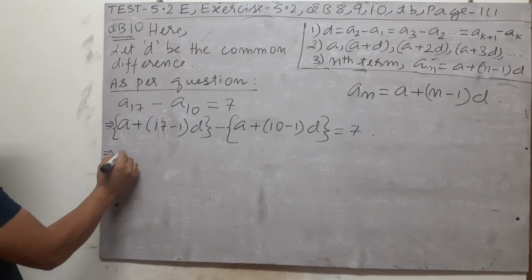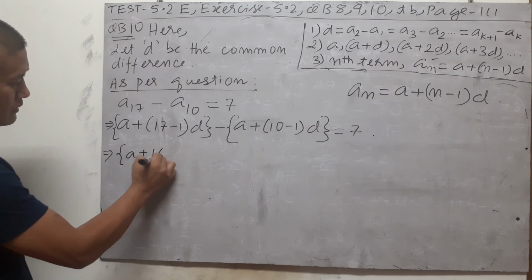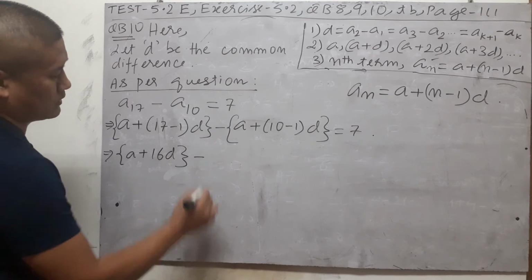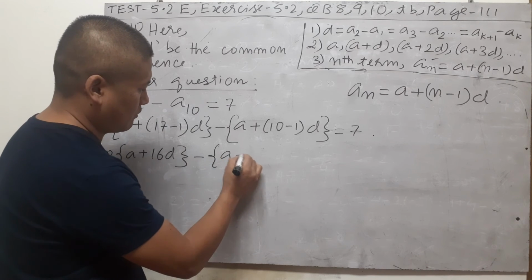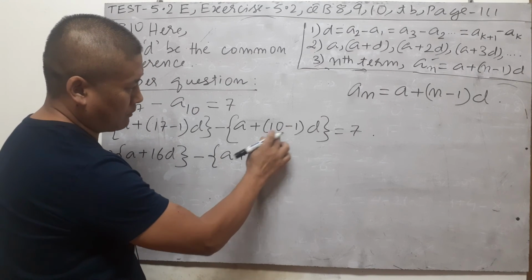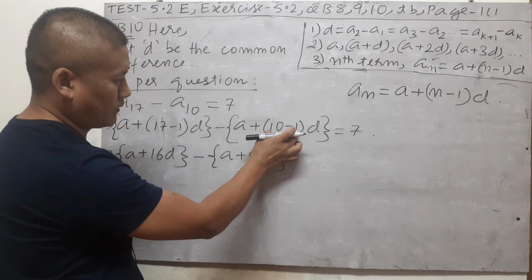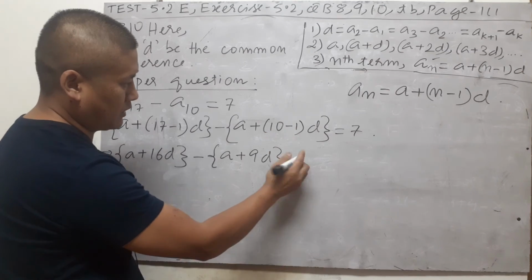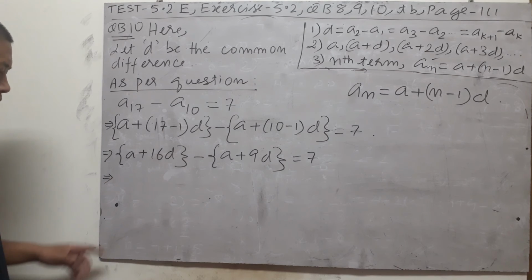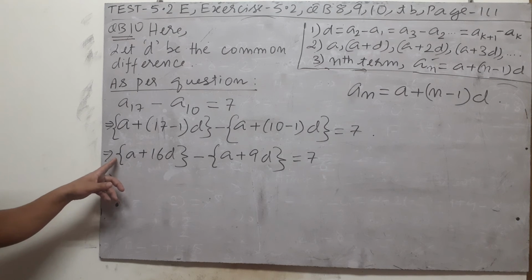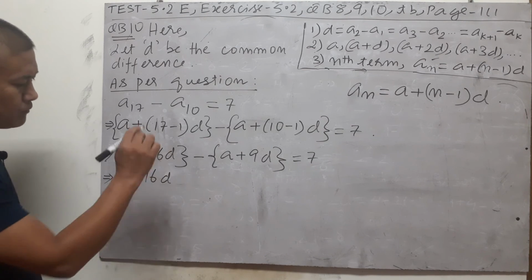So here, let me write: A plus 17 minus 1 is 16, D. It is as simple as that. Similarly here, don't remove the bracket now: A plus 10 minus 1 is 9, D, is equal to 7. Now let us remove the brackets. Outside no sign means plus, so you can just remove this bracket without doing anything, because whatever is inside will remain the same.